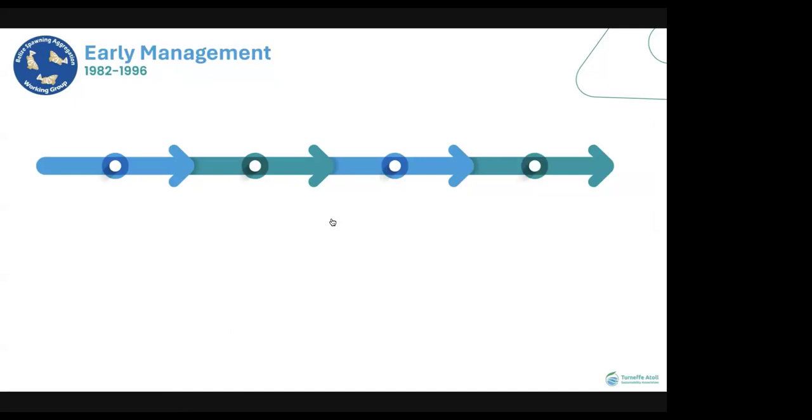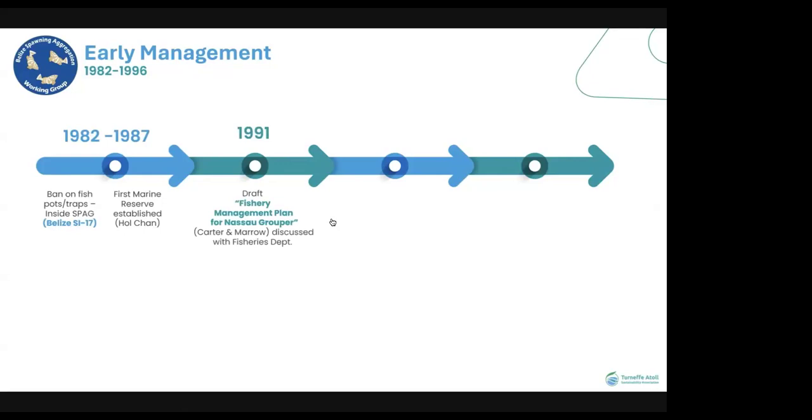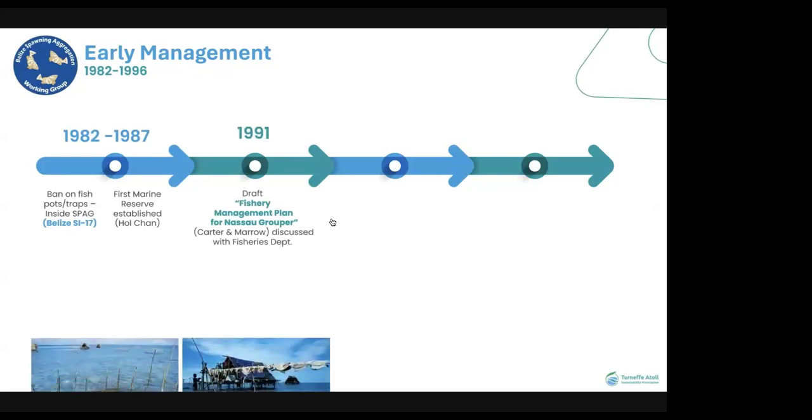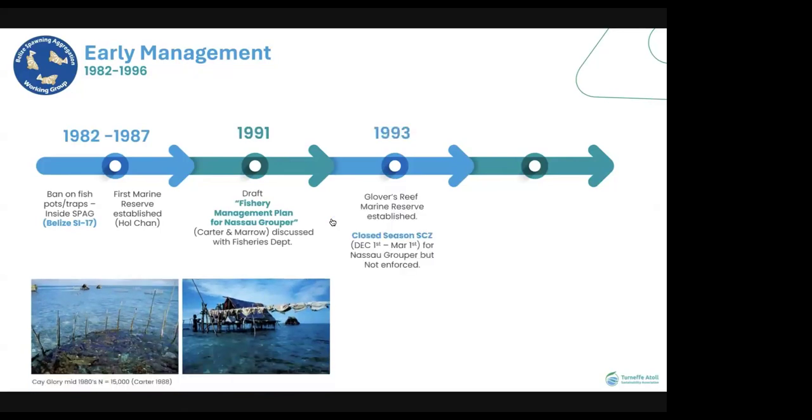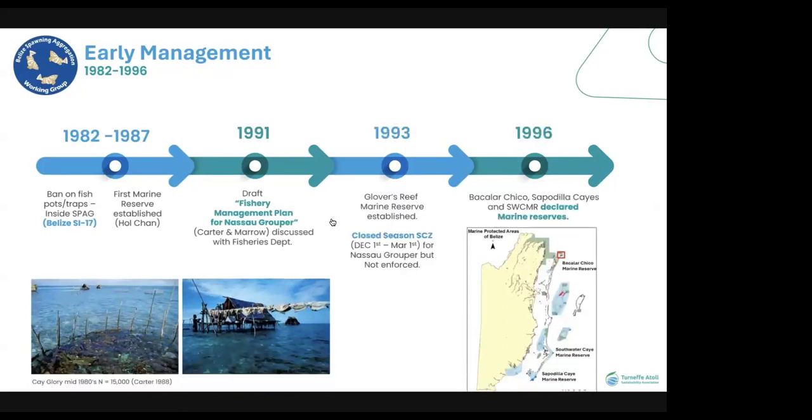This recognition of local declines in Nassau groupers spurred early efforts in management, including a ban on fish traps inside spawning aggregation areas. By 1987, the first marine reserve in Belize was established at Holchan. In 1991, there was a draft national management plan specifically for Nassau groupers, and throughout the 1990s, several other marine reserves were established.